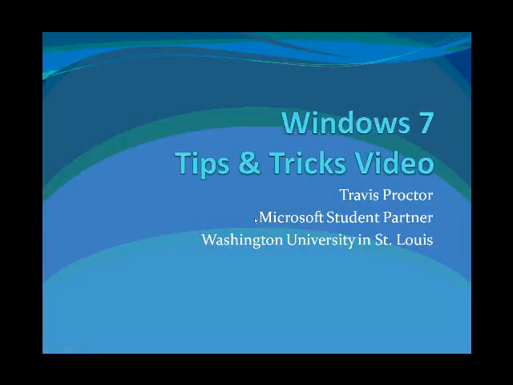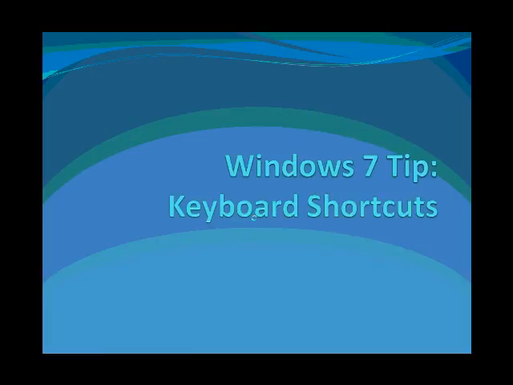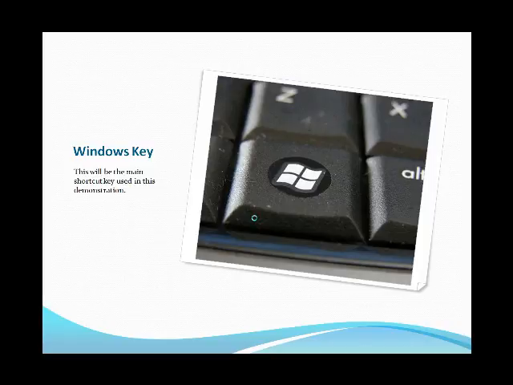I'm a Microsoft student partner at Washington University, and today I'm going to be showing you a Windows 7 demonstration video on tips and tricks for the new operating system. The main thing I'm going to be focusing on today is keyboard shortcuts, and show you the way that using your keyboard you can shortcut to launch applications and other kinds of windows. Throughout the video, the main key that I'm going to be using is the Windows key, and here's a picture of the Windows key itself.